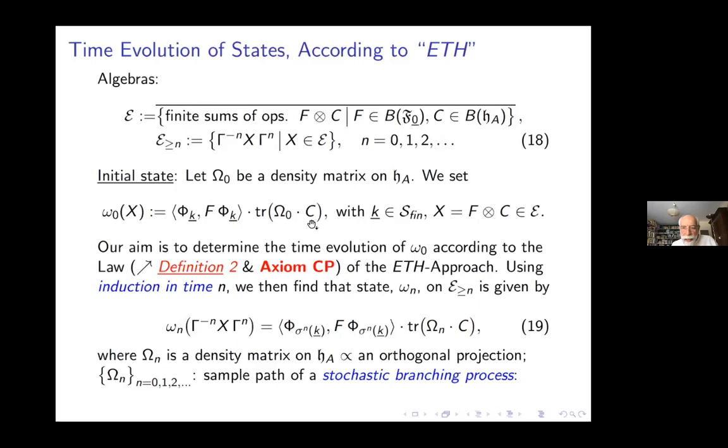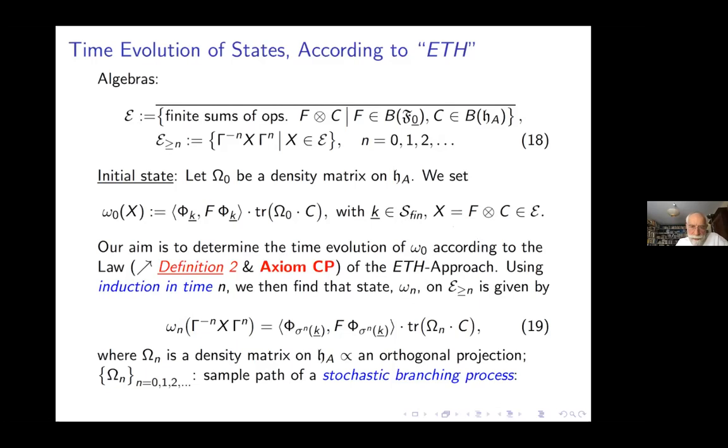I assume k belongs to the set of finite sequences that look like k_n = 0 except for finitely many times n. And then x is an operator of the form f ⊗ c, which belongs to the algebra E. So our aim is to determine the time evolution of omega naught according to the law of the ETH approach.